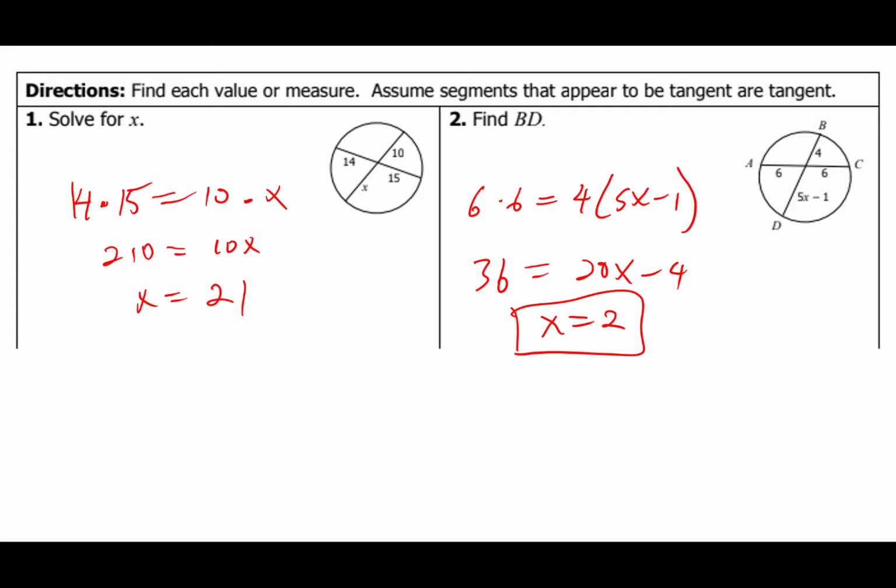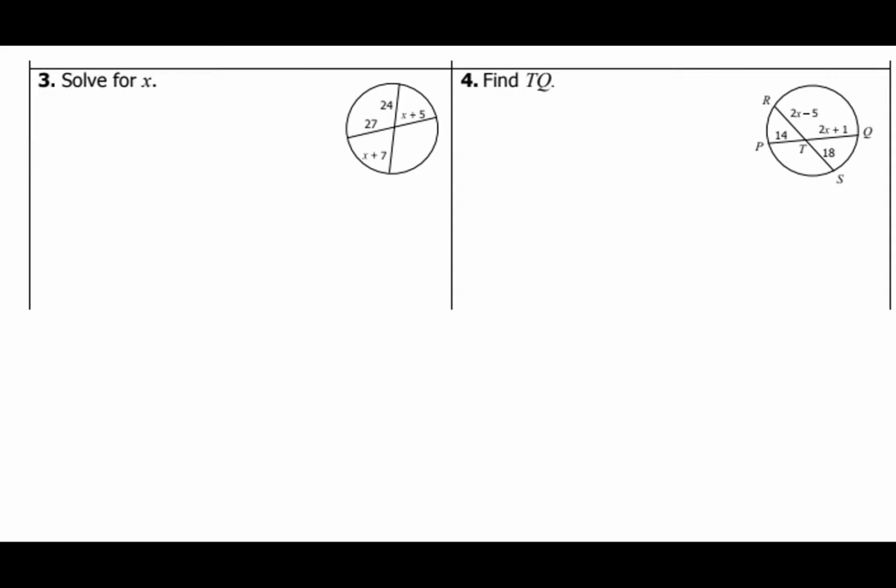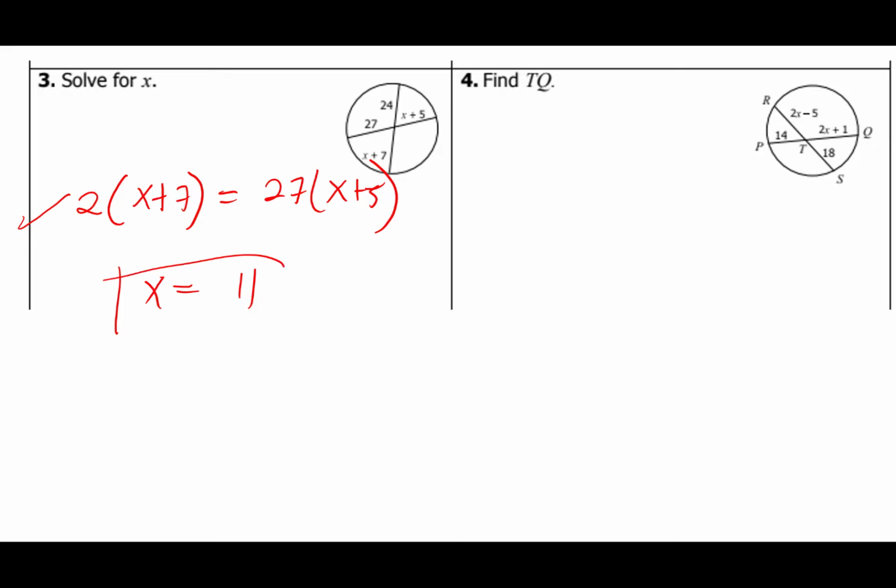Now just be careful here that you don't do this incorrectly. If you add 4 to both sides, you get 40. 40 divided by 20 is going to give me 2. Now let's jump to the other section right here. For the other section real quick, we got 24 times x plus 7 equal to 27 times x plus 5. Solving this equation, I'm going to give you as a challenge to solve that equation, and that's going to be equal to 11 if you solve that equation.